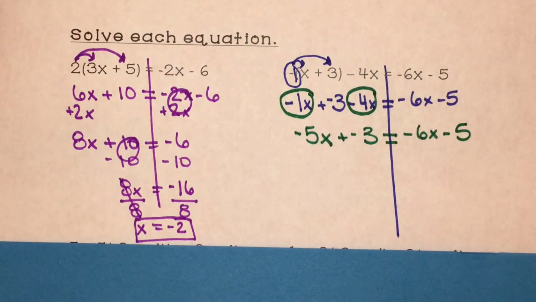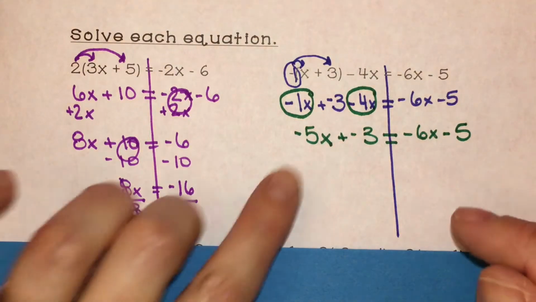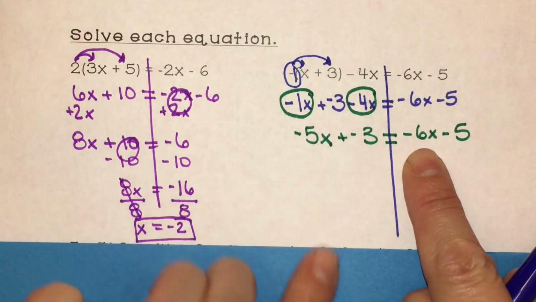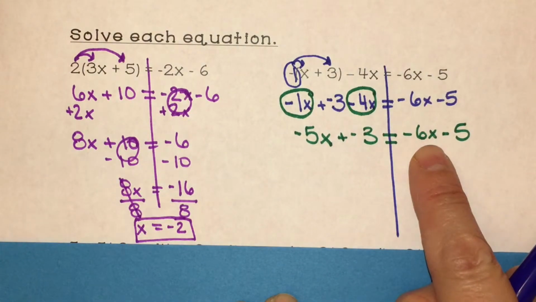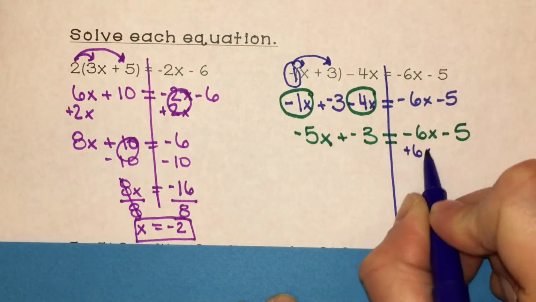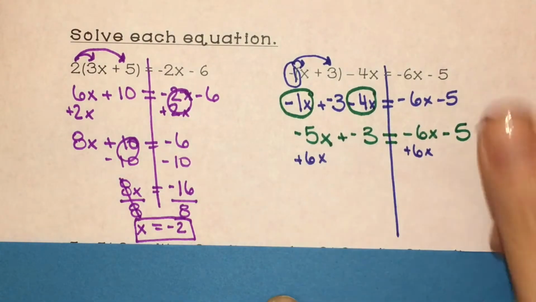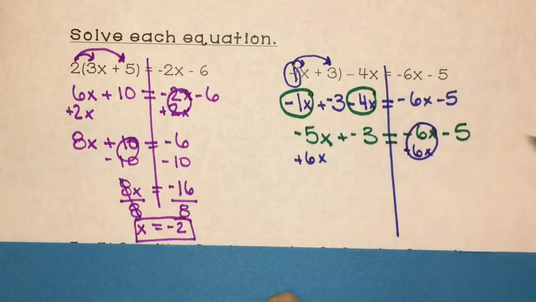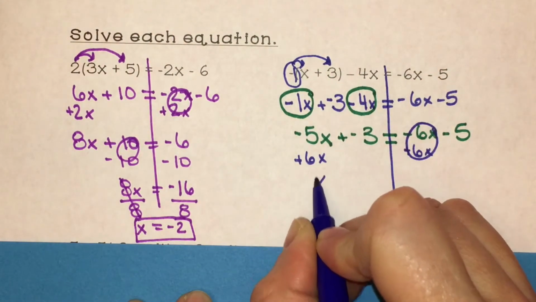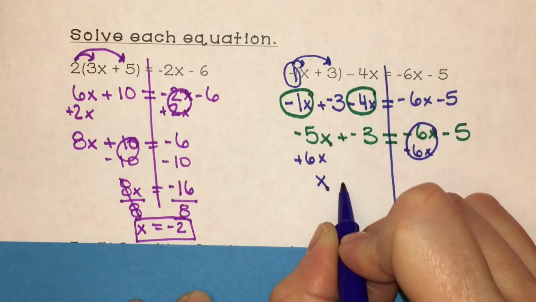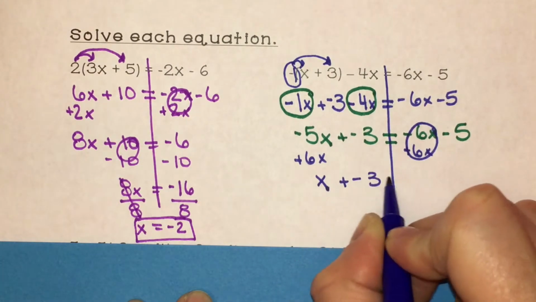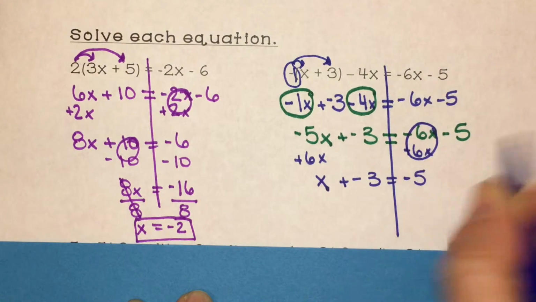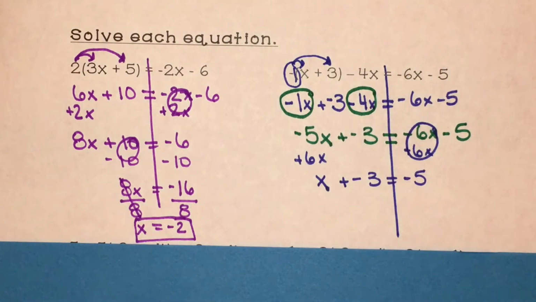Now I'm going to move my x's to the same side. I have a negative 5x and negative 6x. I'm going to move the negative 6x by adding 6x to both sides. Negative 6x plus 6x is 0. Negative 5x plus 6x is 1x or just x. Bring down that plus negative 3 equals, don't forget that's a negative 5.